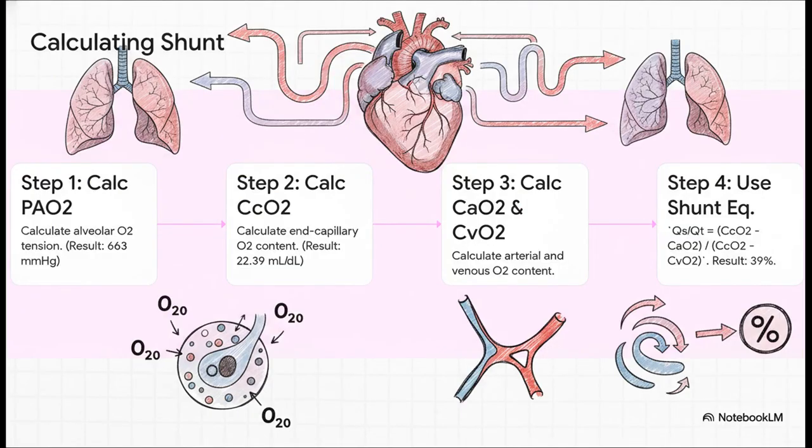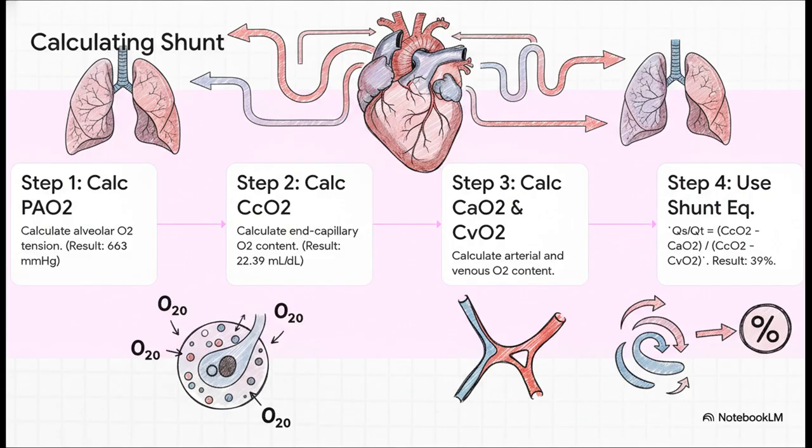Okay, let's roll up our sleeves and actually walk through a calculation of the shunt fraction using the classic shunt equation. It looks a bit daunting, but let's break it down. We are basically comparing the oxygen content of blood from three different conceptual places: the ideal pulmonary capillary blood, CcO2, the actual arterial blood, CaO2, and the mixed venous blood, CvO2. The equation is essentially asking, how much did the arterial blood's oxygen content fall short of the ideal?